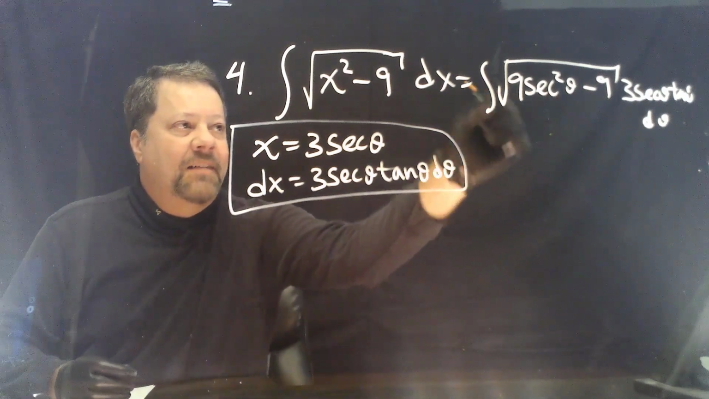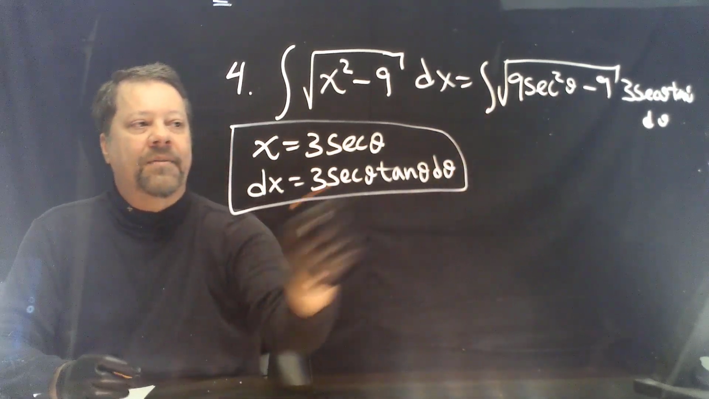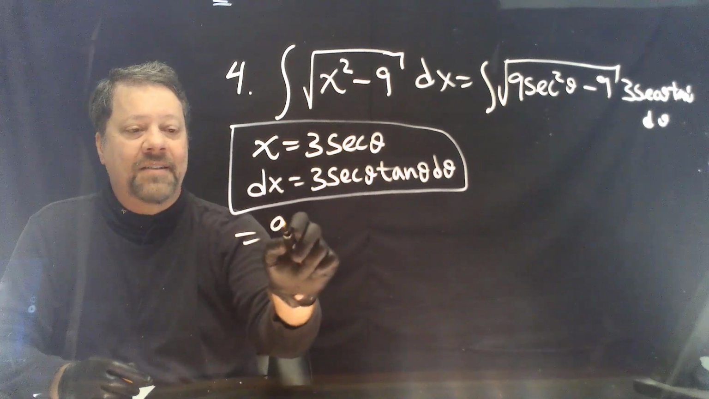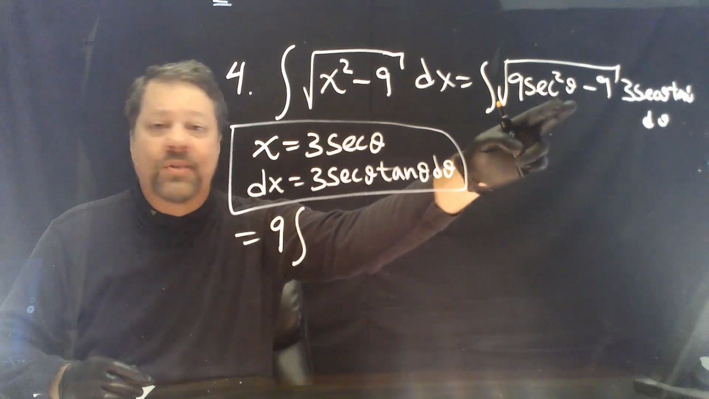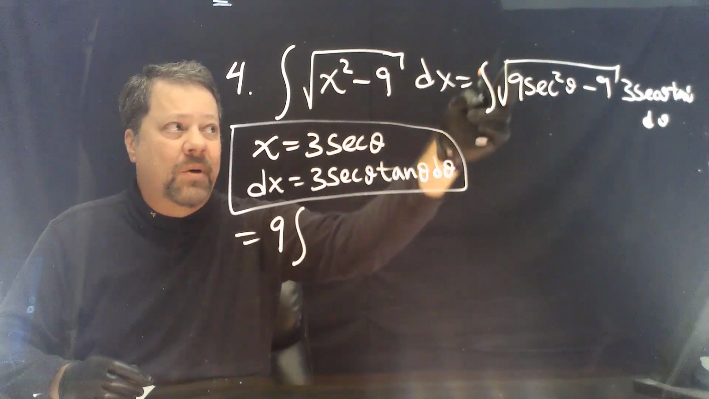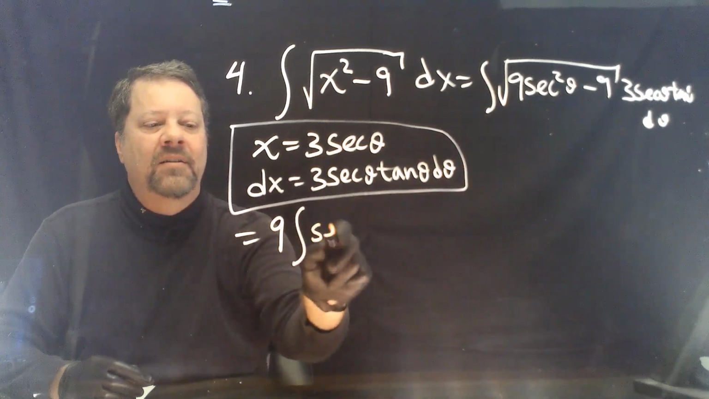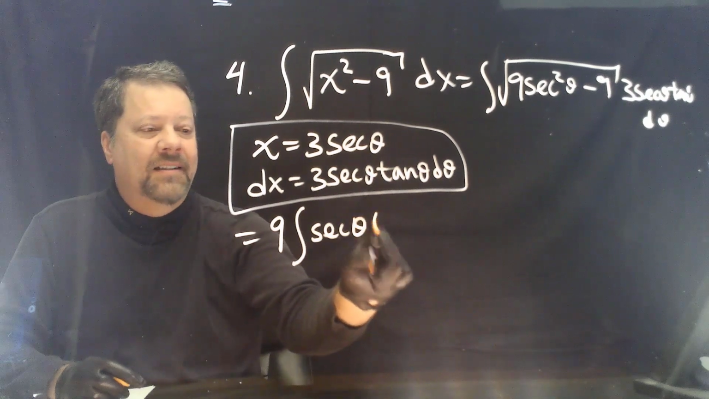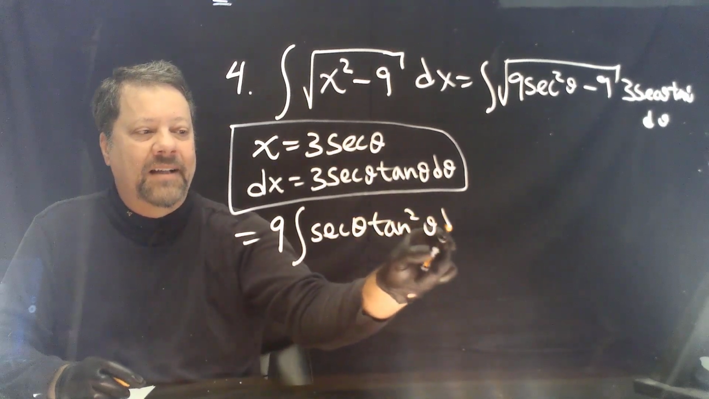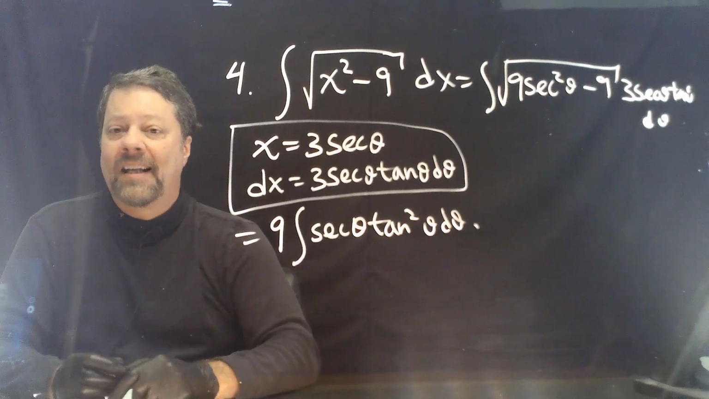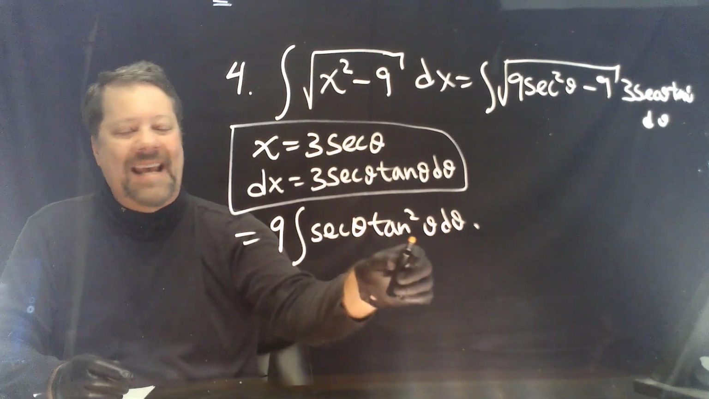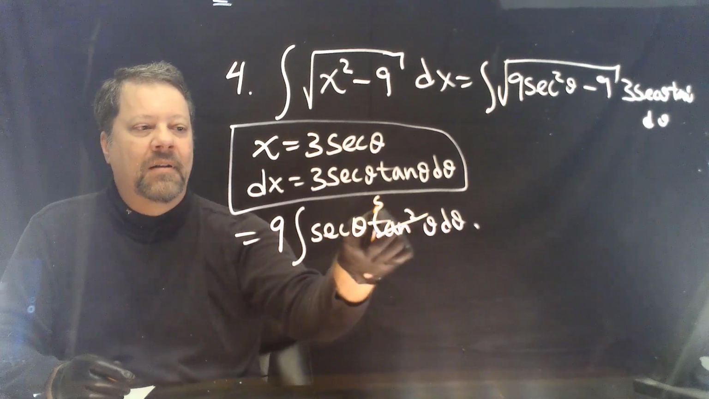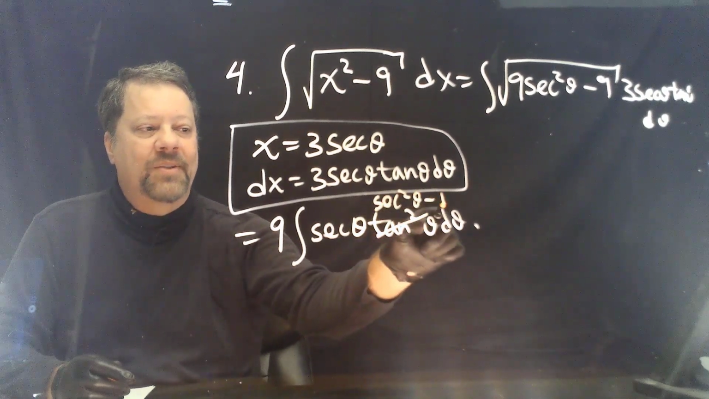The 9 can come out as a 3 combined with the other one, gives us 9 times the integral. Secant squared minus 1 becomes tangent squared. Square root of that is tangent. We'll have secant theta tan squared theta d theta. And it's beginning to look a lot like the last problem here. Tangent squared is secant squared theta minus 1.